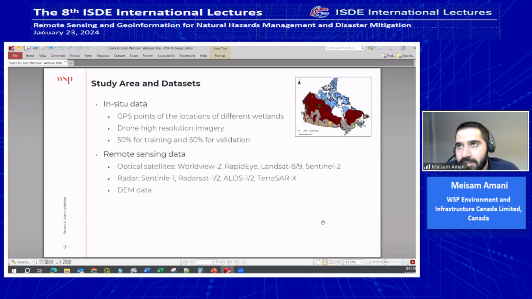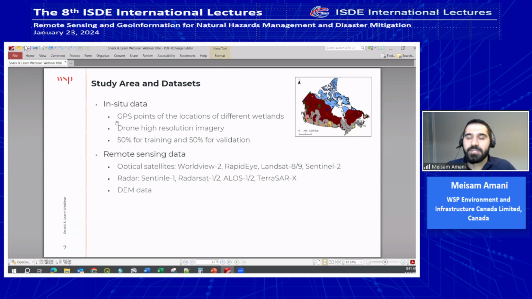As for the study area, I wanted to provide several, but just letting you know that I have done maybe over 30 different wetland mapping projects and studies. We have done projects all over Canada, in different provinces like Newfoundland, Ontario, Alberta, and British Columbia, and we have also done projects for the entire Canada. So the study area is the entire Canada.